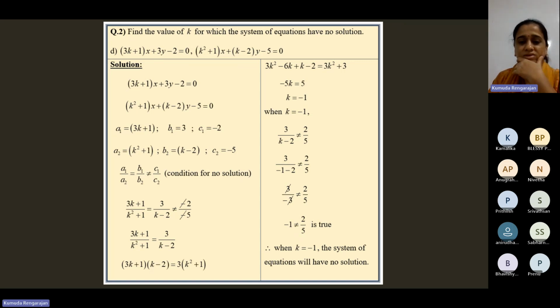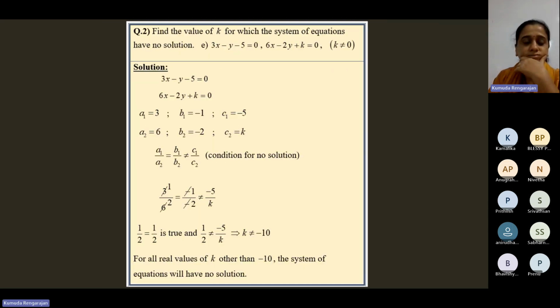Yeah, this one is similar. So we'll just skip this. It's similar to the earlier one. Yeah, do this.